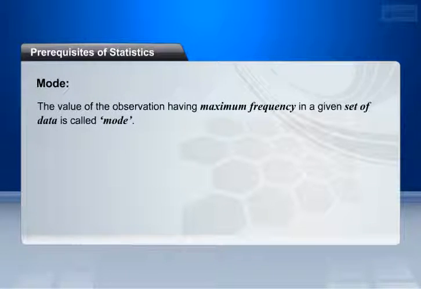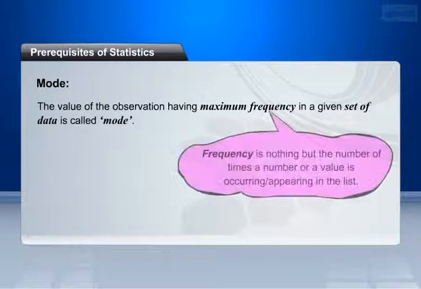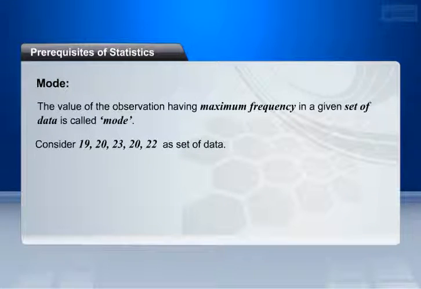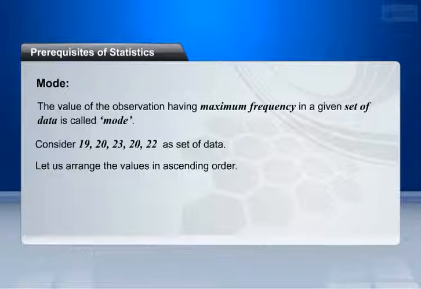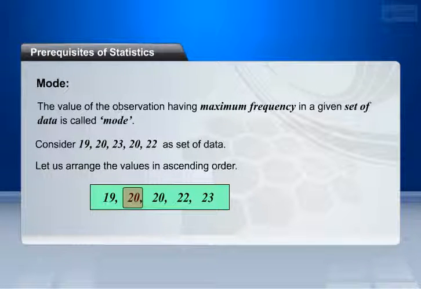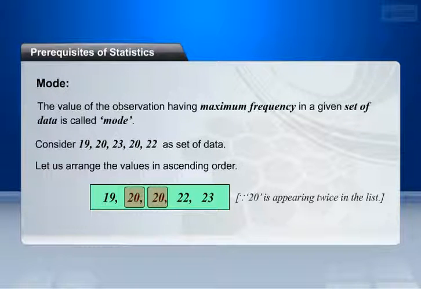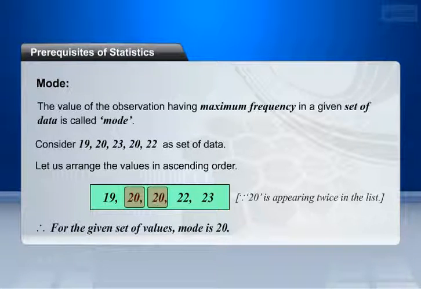Mode. The value of the observation, having maximum frequency, in a given set of data is called mode. Here, frequency is nothing but the number of times a number, or a value is occurring, or appearing in the list. Let's observe a sample for calculating mode. Consider 19, 20, 23, 20, 22 as set of data. Let us arrange the values in ascending order. 19, 20, 20, 22, 23. Here, 20 is appearing twice in the ordered list. Therefore, for the given set of values, mode is 20.